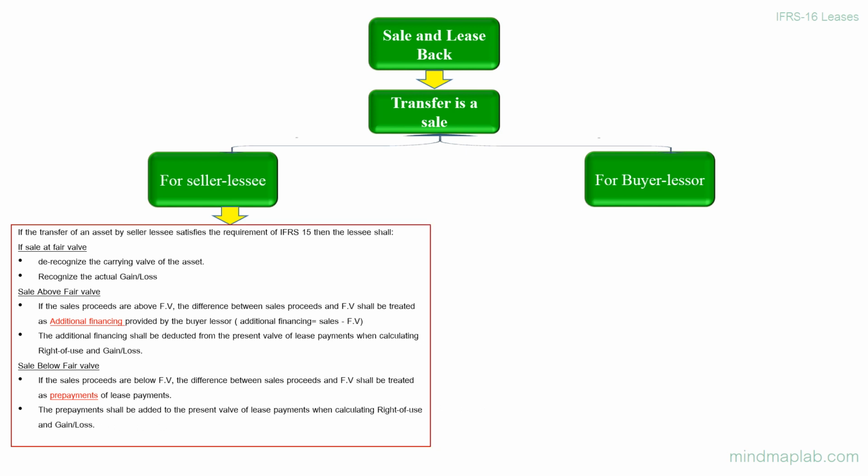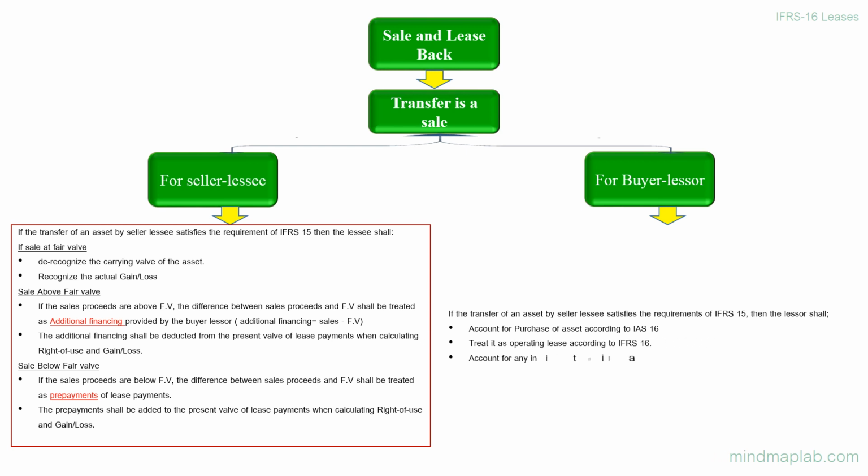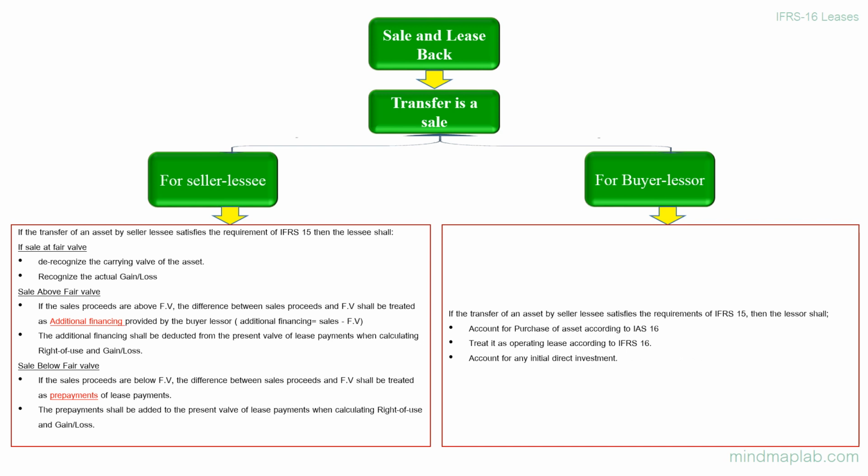For buyer lessor, if the transfer of an asset by seller lessee satisfies the requirements of IFRS 15, then the lessor shall account for purchase of asset according to IAS 16. Treat it as operating lease according to IFRS 16. Account for any initial direct investment.